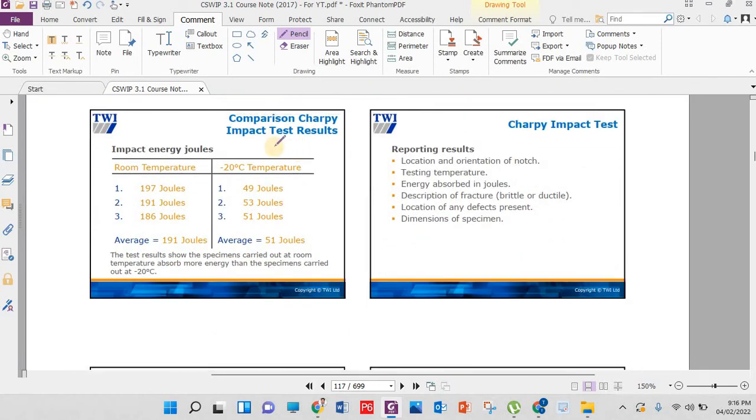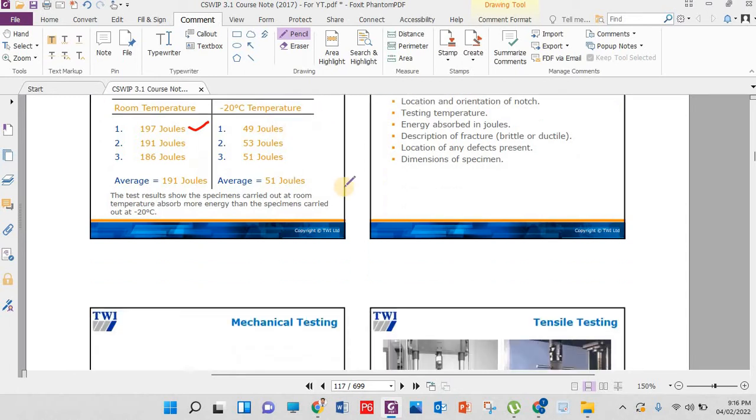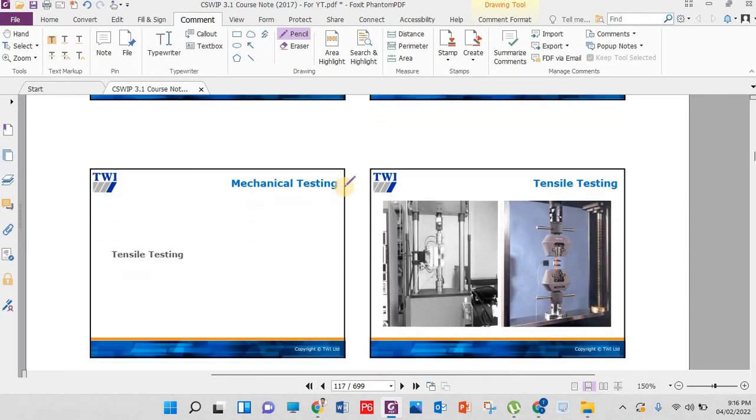Then this is also the comparison energy report. You don't need to understand everything, just that it gives you results. Room temperature at 197 joules, minus 20 at 47, etc. You don't need to remember any more, just get the concepts.